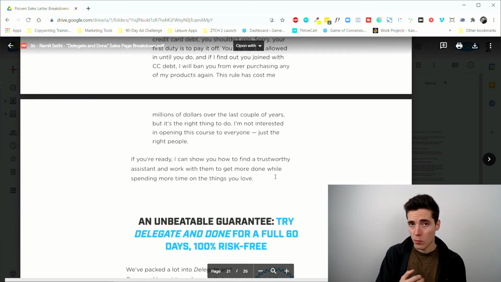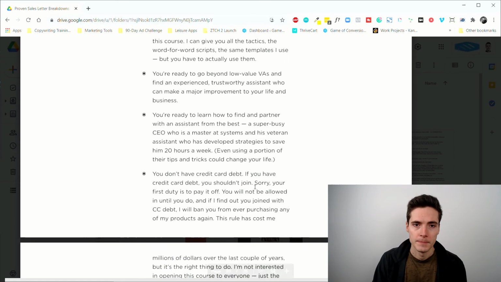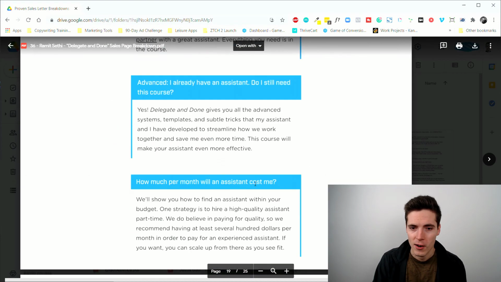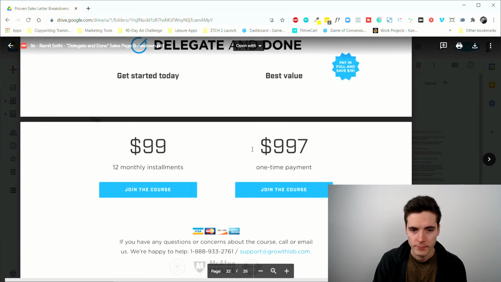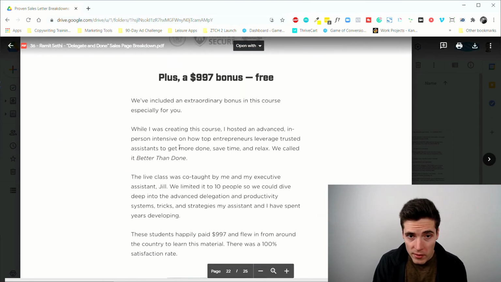And if you know what goes in a sales page or a sales letter, you can definitely replicate this for yourself. It's not that hard to do at all. It's just based on research and a proven structure. That's it. So after this pricing table, you have another bonus.